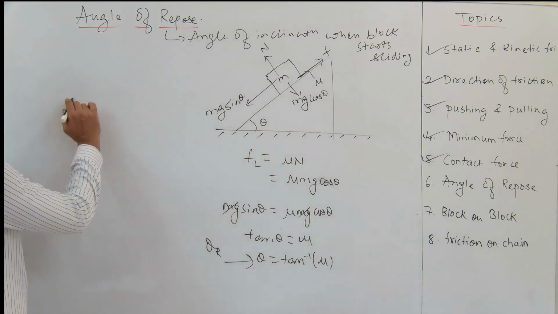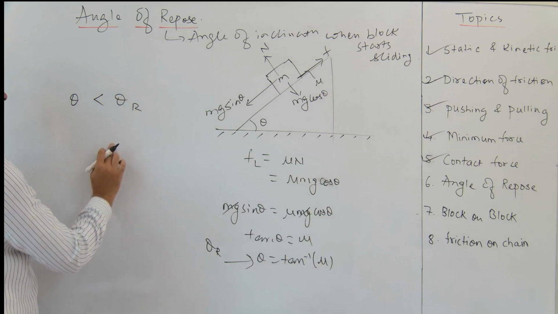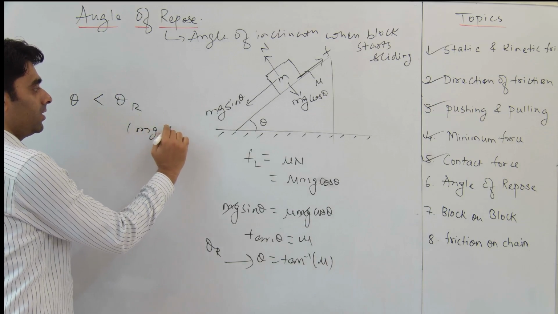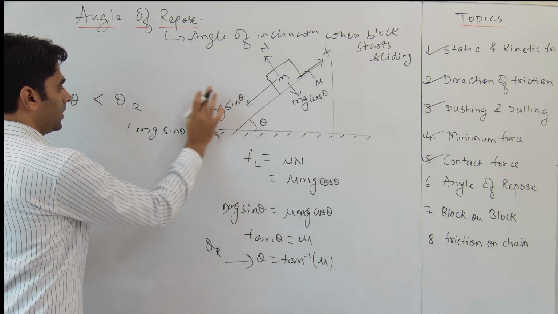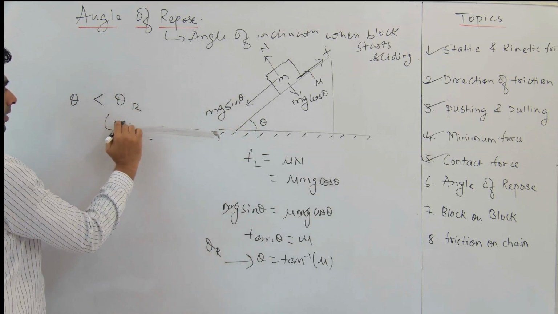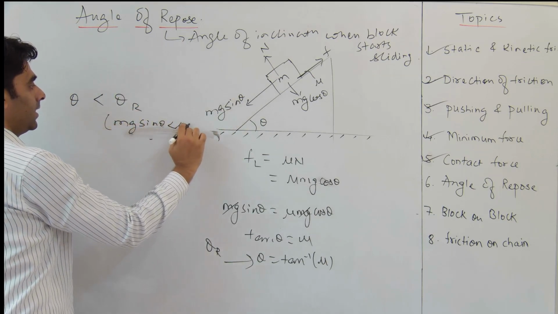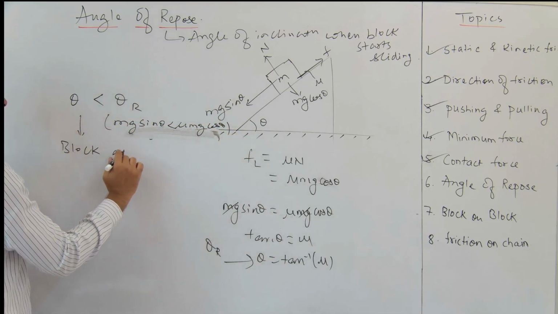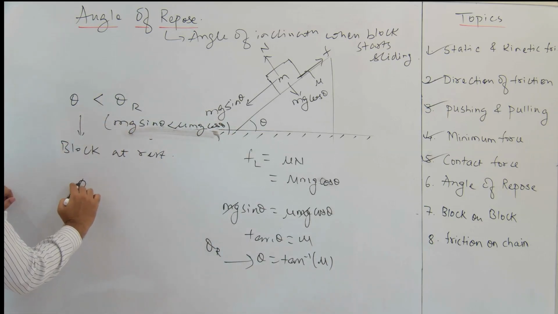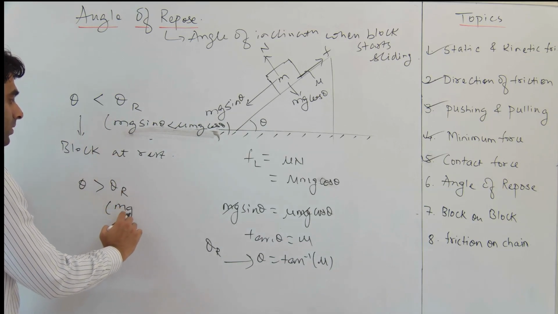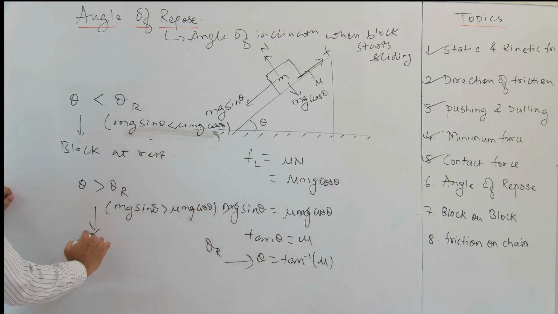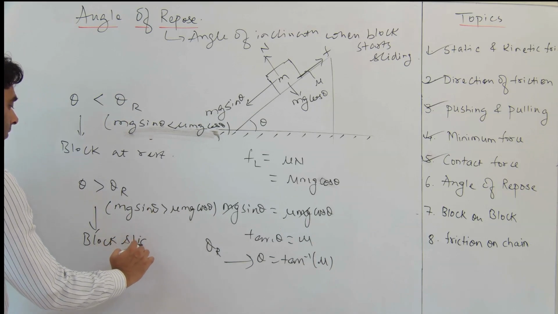We can also mention that if theta is less than theta r, that means if the angle of inclination is less than your angle of repose, this will happen when mg sin theta is less than mu mg cos theta. In this case, the block is at rest. Next, if the angle of inclination is greater than theta r, the angle of repose, this will happen when mg sin theta is greater than mu mg cos theta, right? In this case, the block slides.